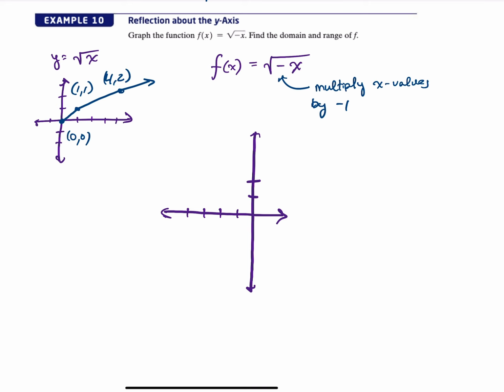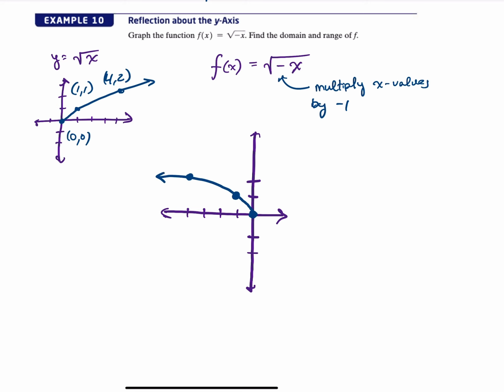1, 2, 2. We'll still have the same origin point. Instead of positive 1, we would get negative 1, positive 1. So the x becomes negative. And then instead of positive 4, 2, we would get negative 4, positive 2.